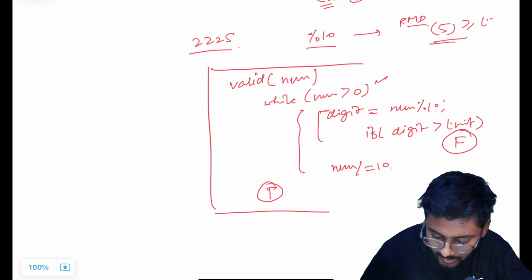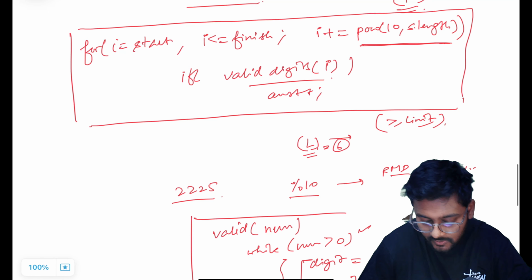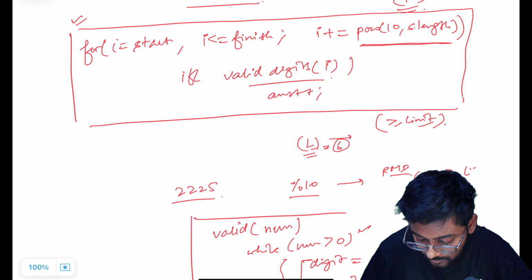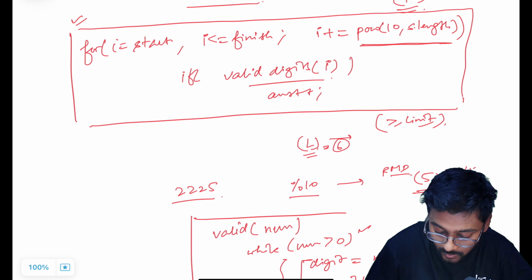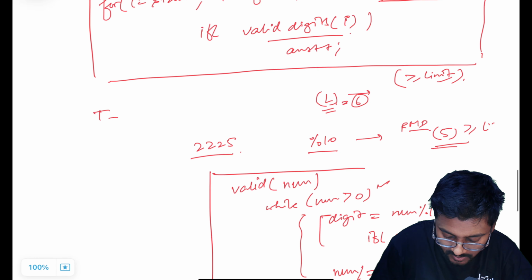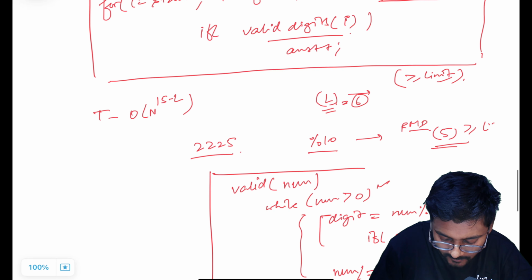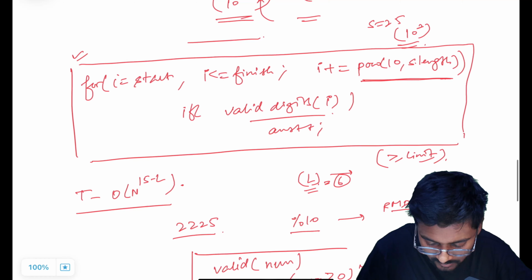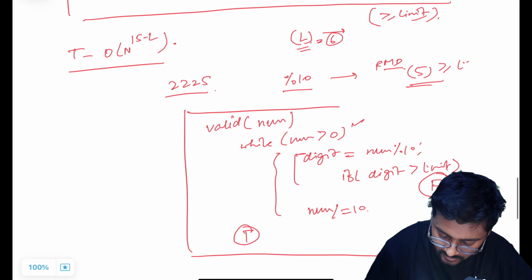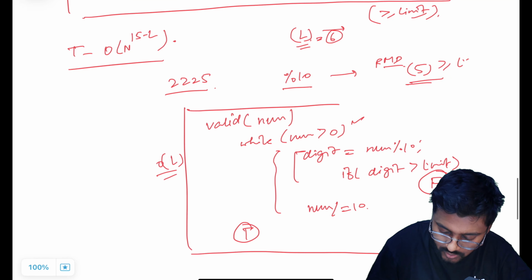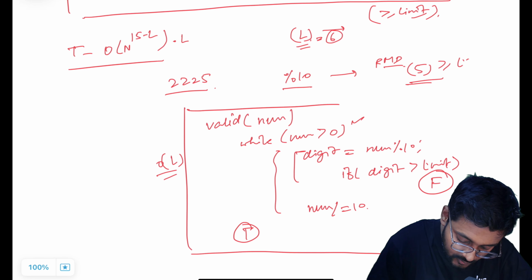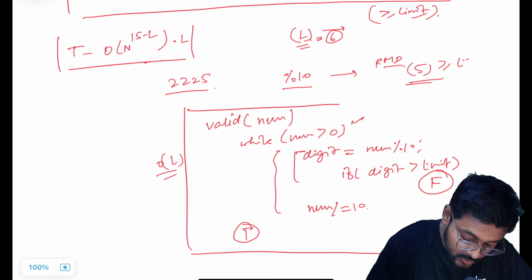So this is my utility function, and this is my main function. And now just try to implement it. And what is the time and space complexity of this? Time complexity is something of order n raised to power 15 minus L. And you can also multiply by the size of L, order of L size, to check the number of digits. Order of 10 power 5, n raised to power 15 into L.